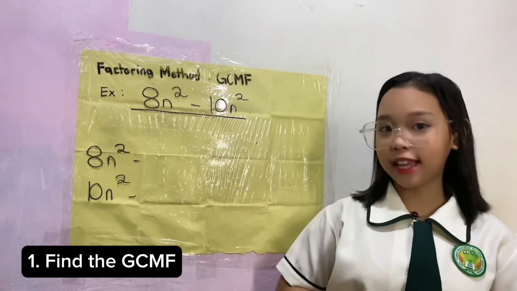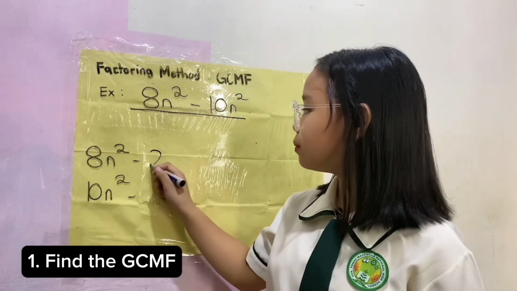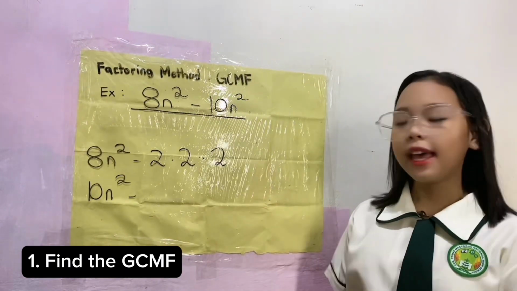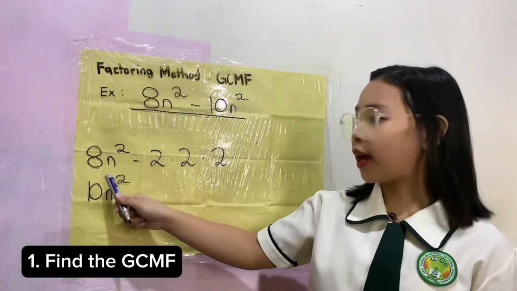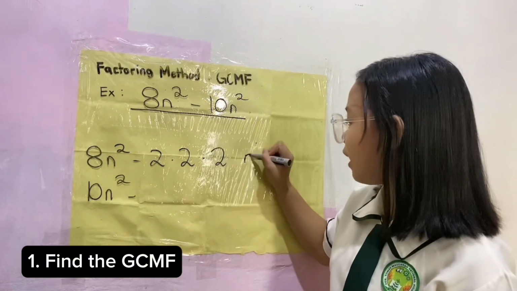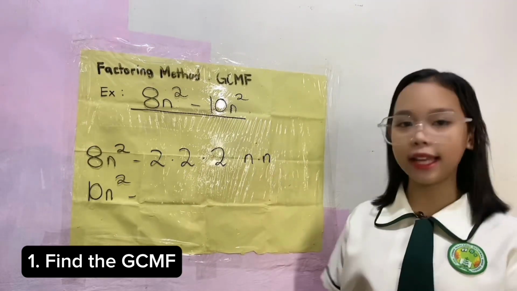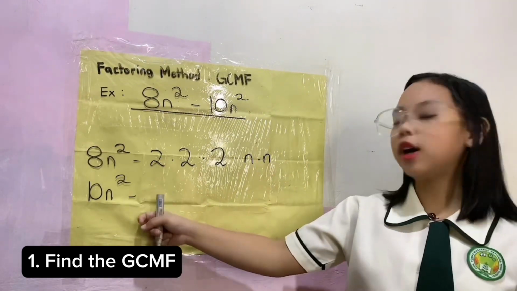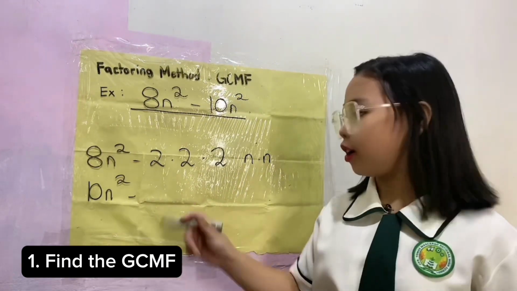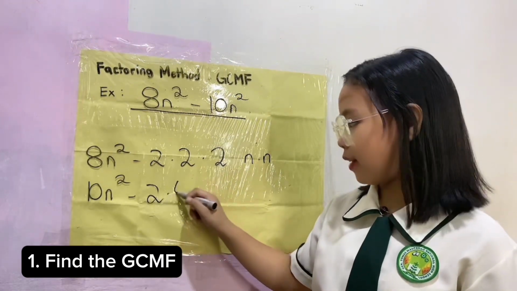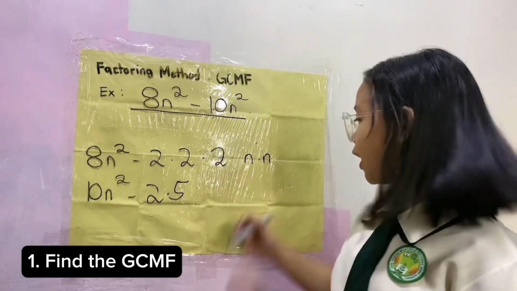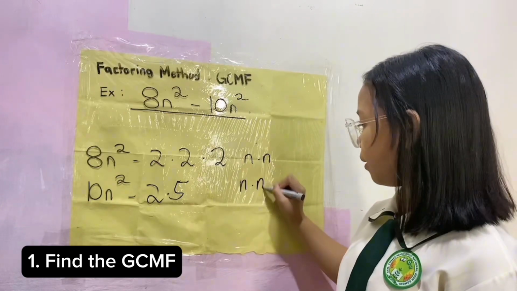The factors of 8n squared are 2 times 2 times 2. Right? And then, how many n do we have here? We have n squared, so we'll write it as n times n. Now, for the 10n squared, what are the factors of 10n squared? The factors of 10n squared are 2 times 5. And how many n do we have here? We have n squared, so we'll write it also as n times n.